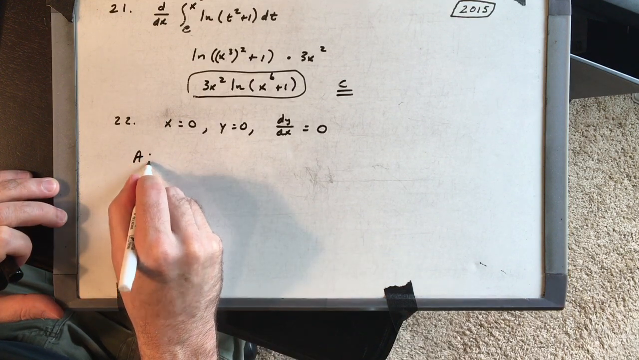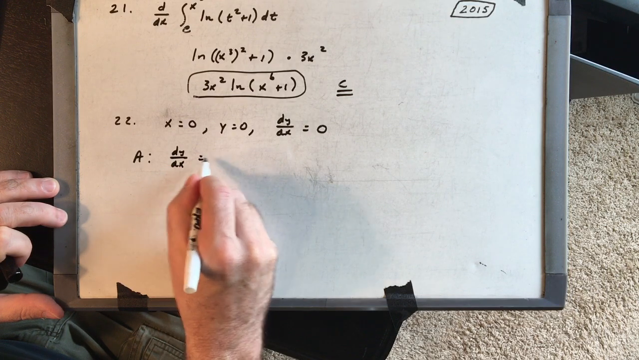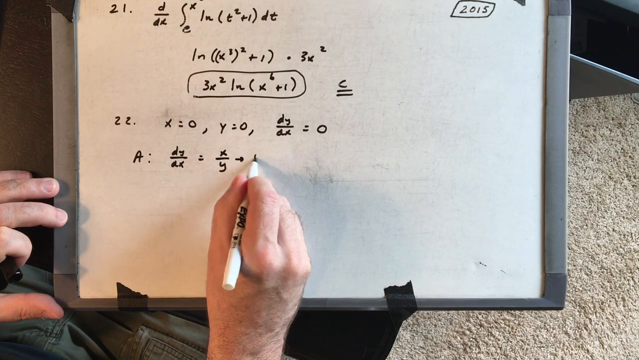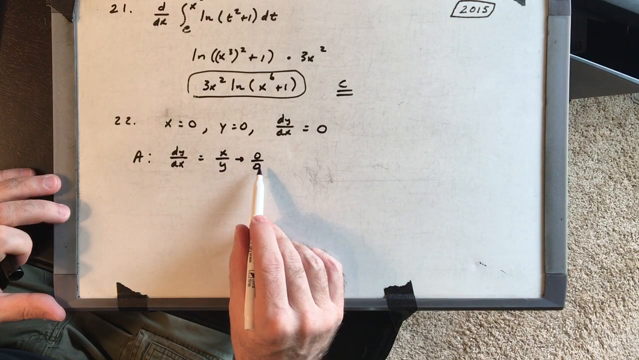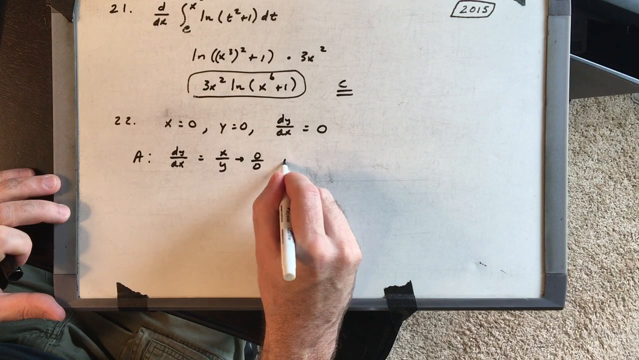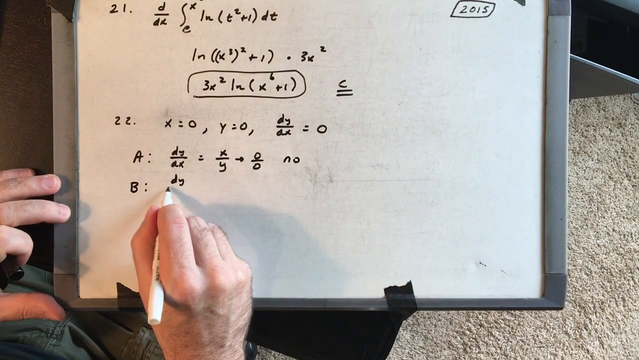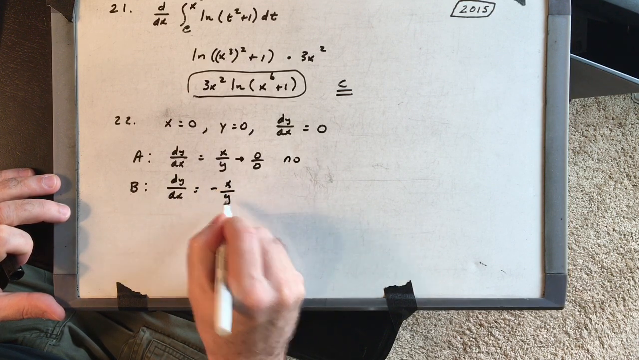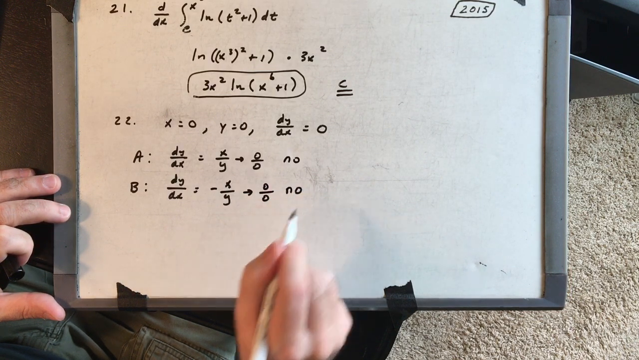So option A says dy dx is equal to x over y. Well, if you plug 0 over 0, that's undefined. That's not the slope. We know the slope is 0, so that's a big no. B says dy dx is equal to minus x over y. Well, that's still going to be 0 over 0, so that's not 0, so that one is a big no.